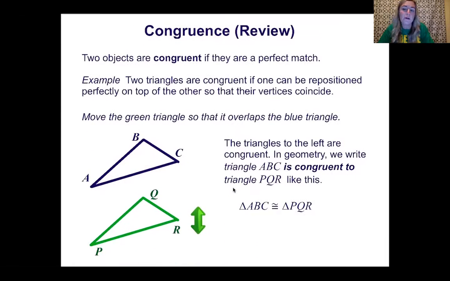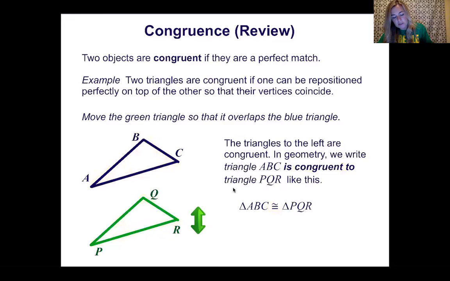We can also talk about congruence in the form of triangles. If two triangles are congruent, one can be placed right on top of the other so that its vertices coincide. That means if you were to put this green triangle directly on top of the blue one, every single piece of it would match up exactly perfectly. Over here, they've written that ABC is congruent to PQR. That means that every single thing about them is going to be exactly the same.